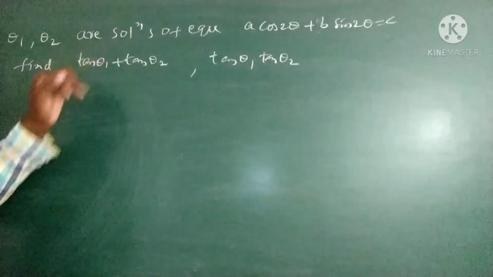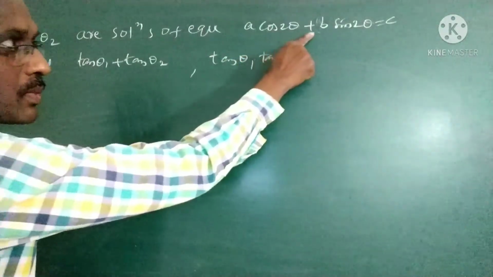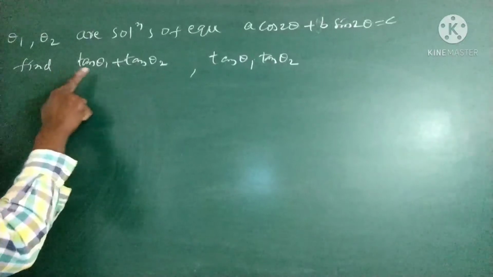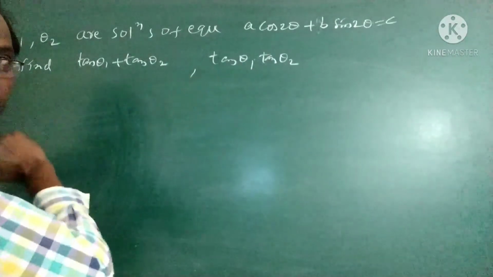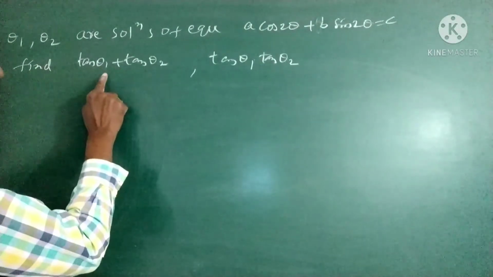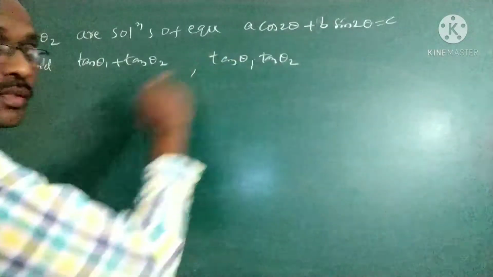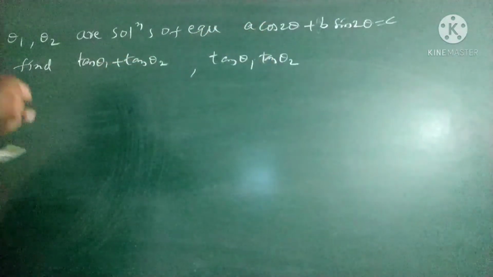Theta 1, theta 2 are the solutions of the equation a cos 2 theta plus b sin 2 theta is equal to c. Then find the values of tan theta 1 plus tan theta 2 and tan theta 1 into tan theta 2. These two values you have to find. So here the required question is the sum of the tan and product of the tan. Means you have to convert this into a quadratic in a tan function. So let us write the tan formulas for this.